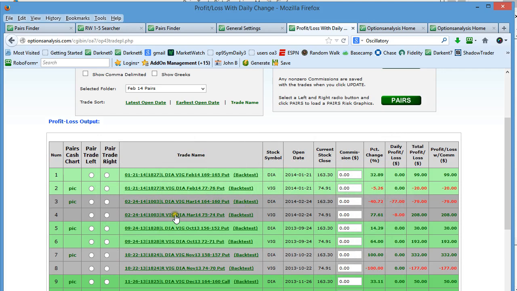Now, if you'd like to pairs trade it, you select which one's left, which one's right, and click on pairs, and you can get an analysis. If you'd like to see what happened that particular day, that shows up here under daily profit loss.